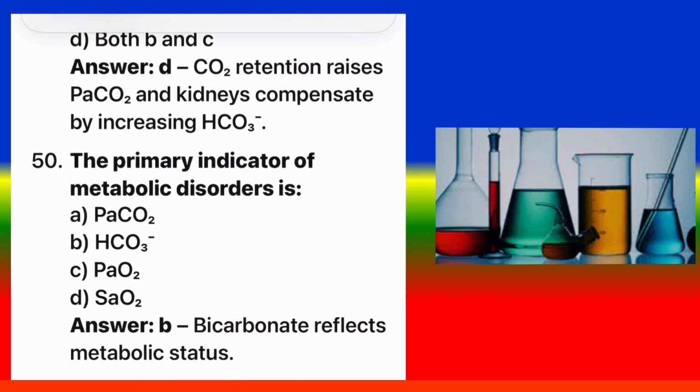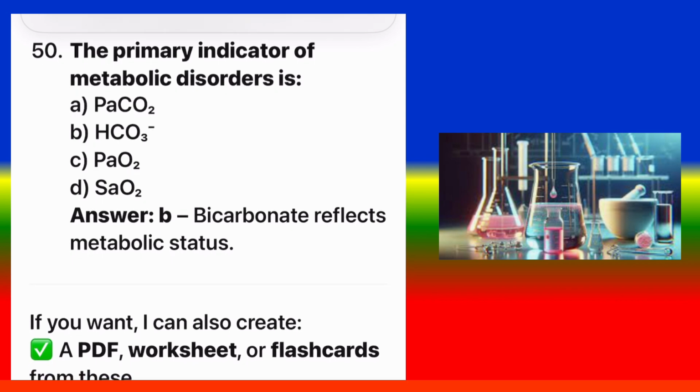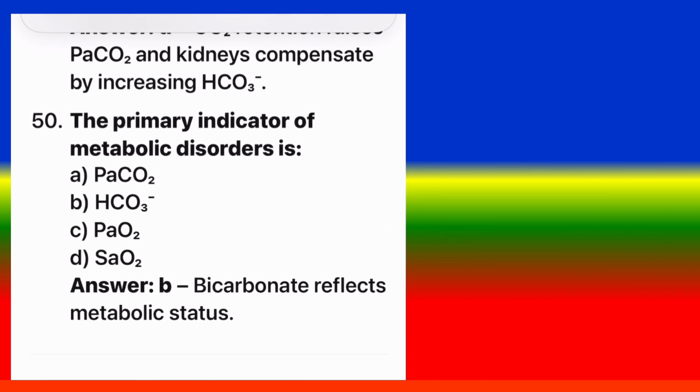50. The primary indicator of metabolic disorders is A, PaCO2, B, HCO3, C, PO2, D, SaO2. Answer B. Bicarbonate reflects metabolic status.